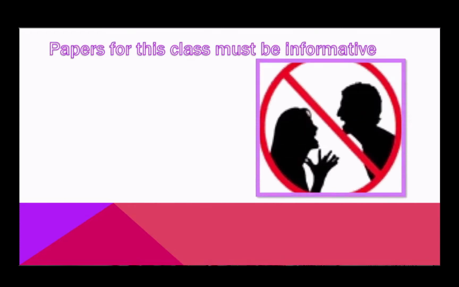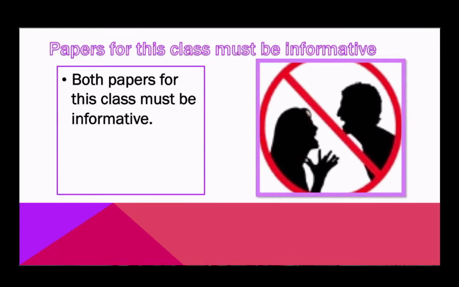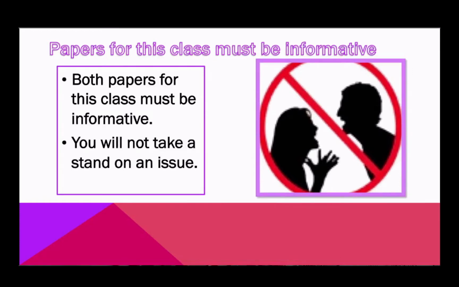First of all, you're going to write 2 papers for this class, and both of them have to be informative. You will not be writing any argumentative or persuasive papers that take a stand on an issue. There are a couple of reasons why the papers for this course must be informative. The first and most important one is that this class is largely designed to prepare you to write for other college courses. And most college courses that require research papers require informative research papers, not persuasive papers.